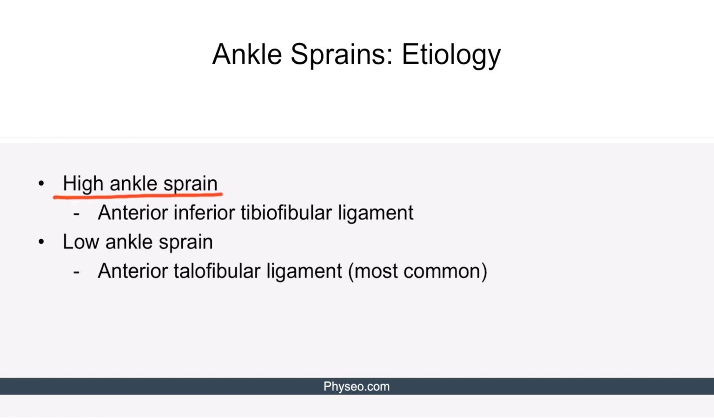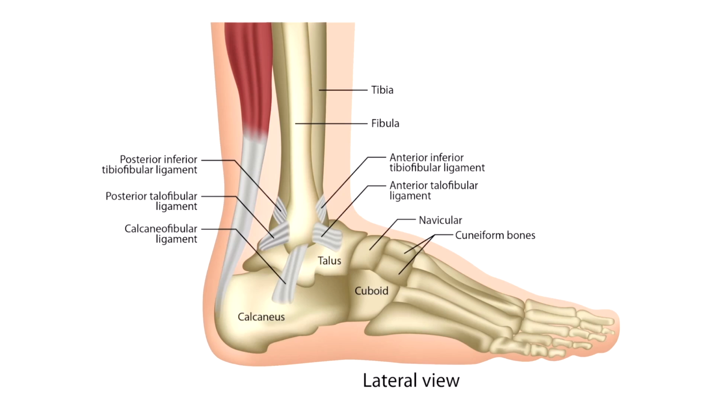A high ankle sprain is caused by damage to the anterior inferior tibiofibular ligament. A low ankle sprain, on the other hand, is caused by damage to the anterior talofibular ligament. The anterior talofibular ligament is the most commonly damaged ligament in an ankle sprain. Here you see an illustration of the ankle joint and the ligaments around it.